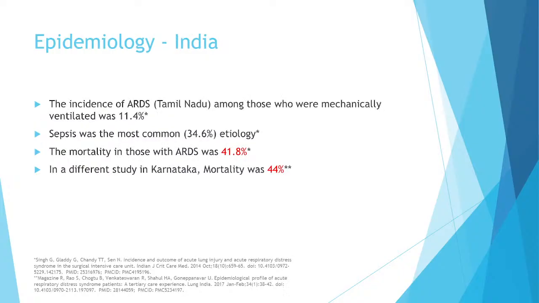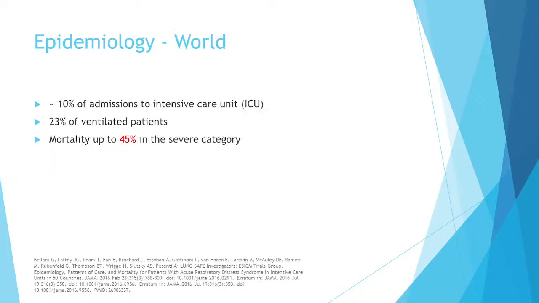Let us see what similar data in our country suggests. This data is taken from 2 studies. One was conducted in CMC Vellore and one was in Kasturba Medical College in Karnataka. Similar to the world incidence, in mechanically ventilated patients, the incidence of ARDS was 11.4%. And in India, the most commonly identified etiology was sepsis, which is an indirect cause, that is 36.4%. Thing to note here is the mortality in ARDS was 41.8 and 44% in the respective studies, comparable to mortality that has been reported in world standards.